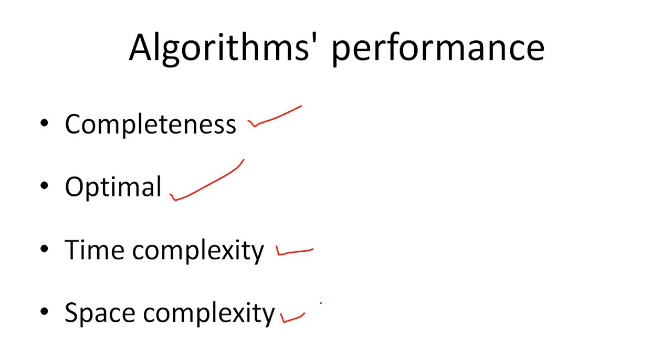So these are the four performance parameters we use to compare the algorithms and their performance. Some algorithms are complete, others are not complete. Some algorithms are optimal, they give the best solution, while others give a less than optimal solution, you can say.